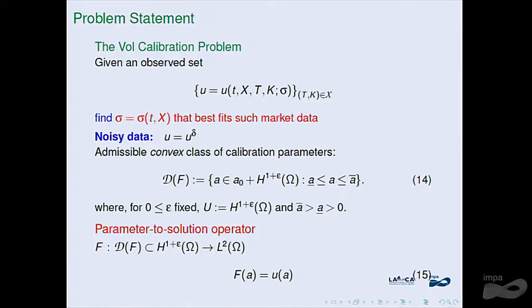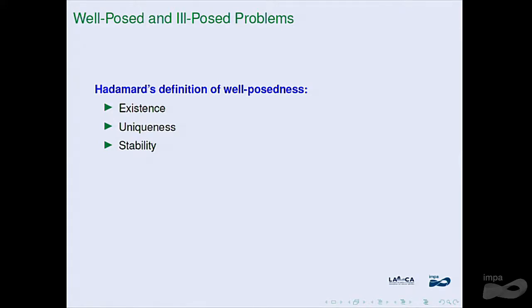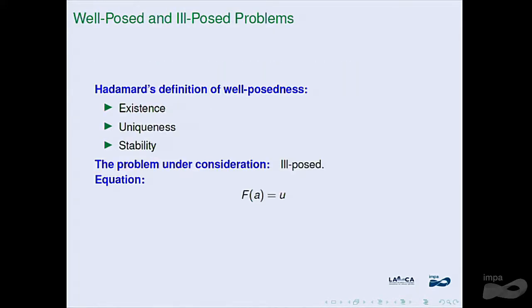Anyway, we set up the calibration problem. We produce a parameter to solution operator, and we attack the problem from the point of view of inverse problems. In particular, the fact that we have this parameter to solution map satisfying these two conditions, which I'm not going to mention, has a technical consequence that the inverse problem is ill-posed, and one has to actually use regularization theory to solve this problem. Reminding you that well-posedness means that three conditions are satisfied; if it's ill-posed, at least one of those fails. In our case, the stability is the main issue, and that's the main problem here.